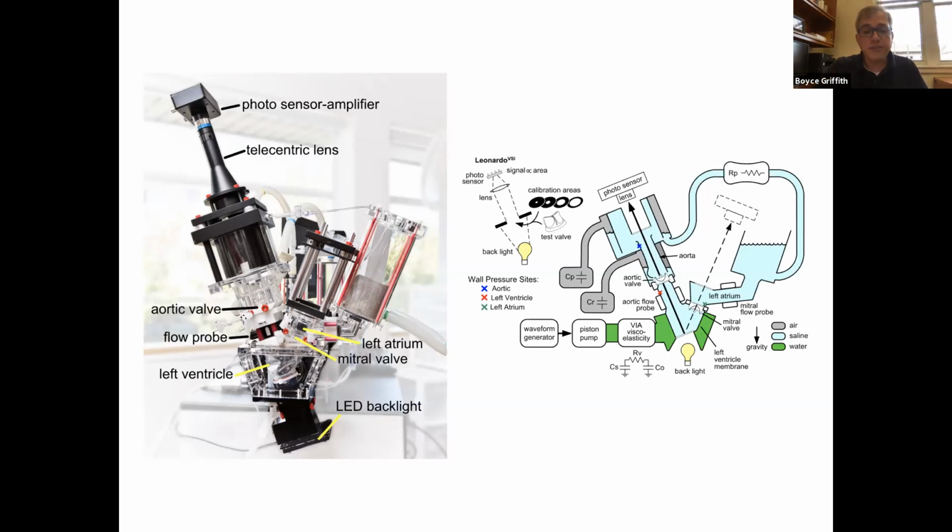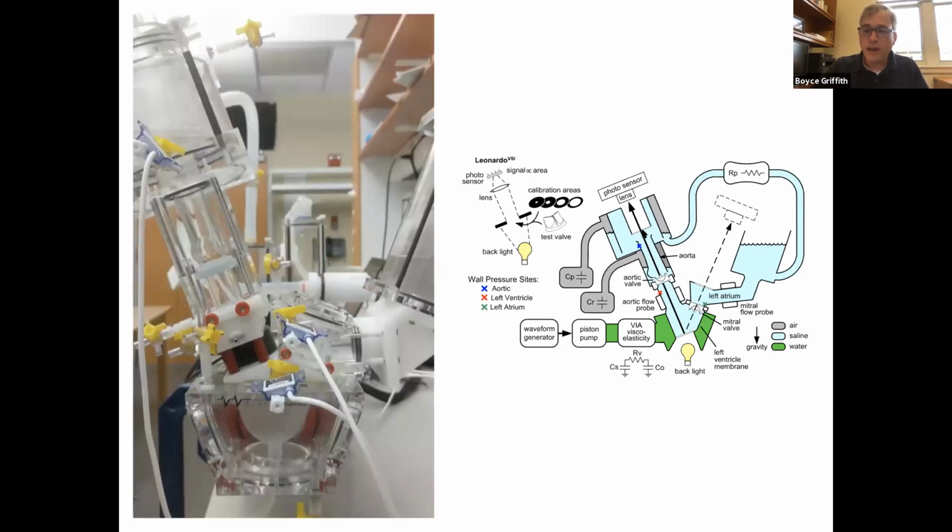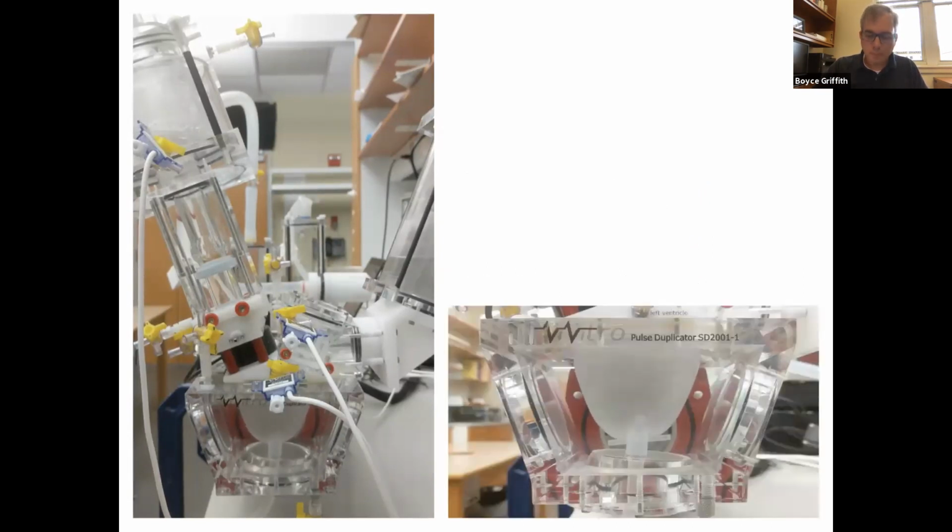The system that we're using to perform initial in vitro validation is a pulse duplicator. So it's a tabletop heart simulator. The particular system that we're using is a model of just the left side of the heart. It's got a flexible left ventricular bag, a rigid atrial chamber, and a mitral valve, which is just a simple spring valve. And then it's got an outflow tract and a model of the ascending aorta.